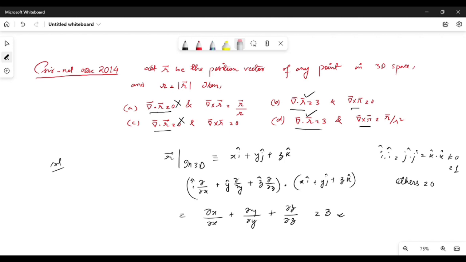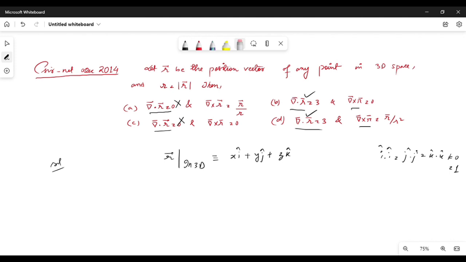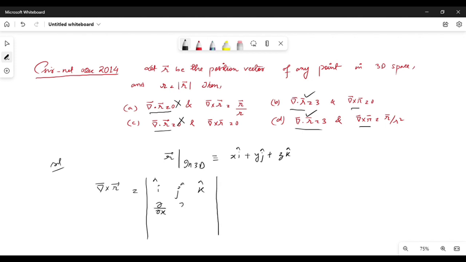You may pause the video and note this down. I am removing it. So I know how to find the curl of R. Curl of R can be written as a determinant with i, j, k, which are obviously unit vectors, then del x, del y, del z for the curl part, then for the position vector x, y, and z.